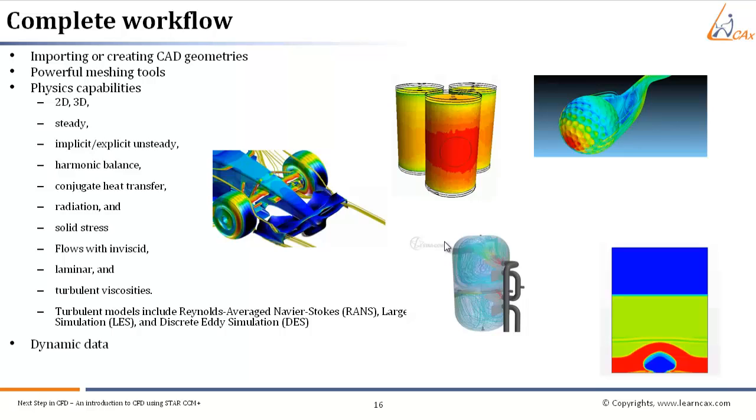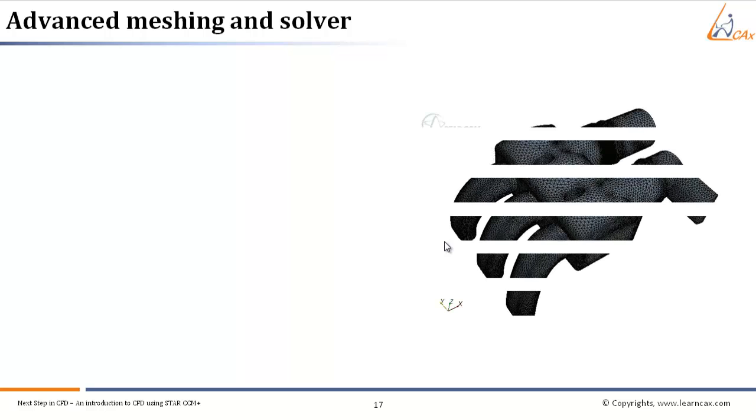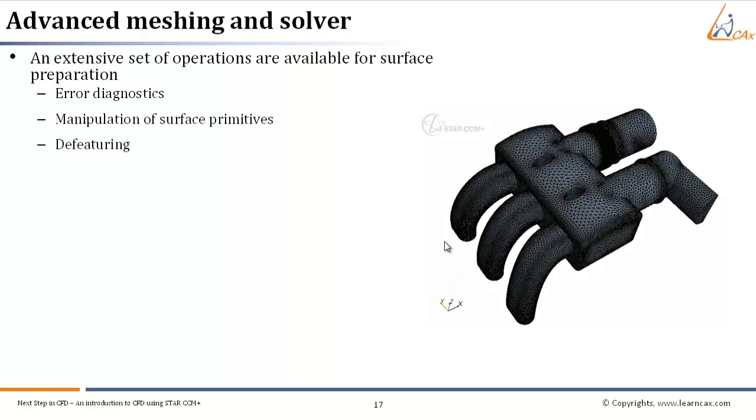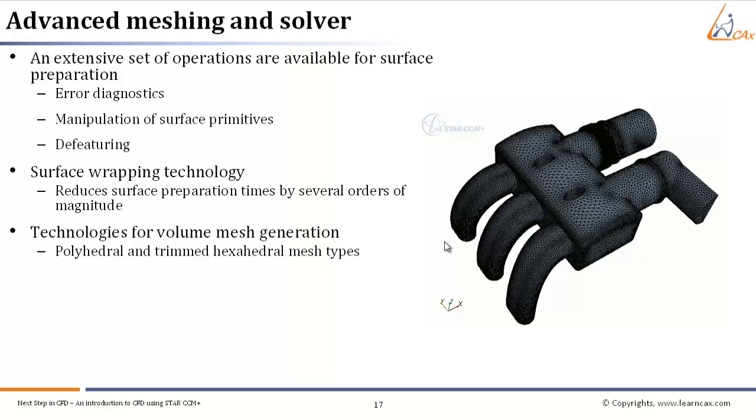There is dynamic data transfer and effective analysis and communication between different entities of the software, and we can, on the go, change many things while the solution is in progress. It has advanced meshing and solver capabilities, starting from error diagnostics, manipulation of surface primitives, and defeaturing for carrying out surface preparations. It also has surface wrapping technology, which makes it very easy to mesh. It reduces surface preparation times by several orders of magnitude.